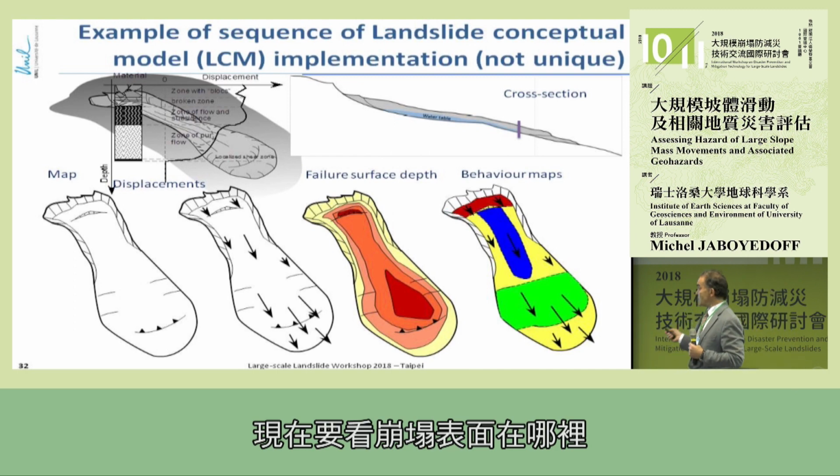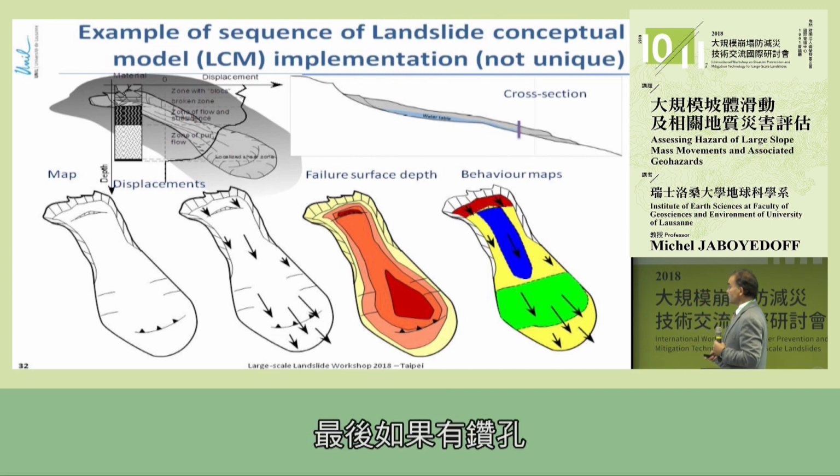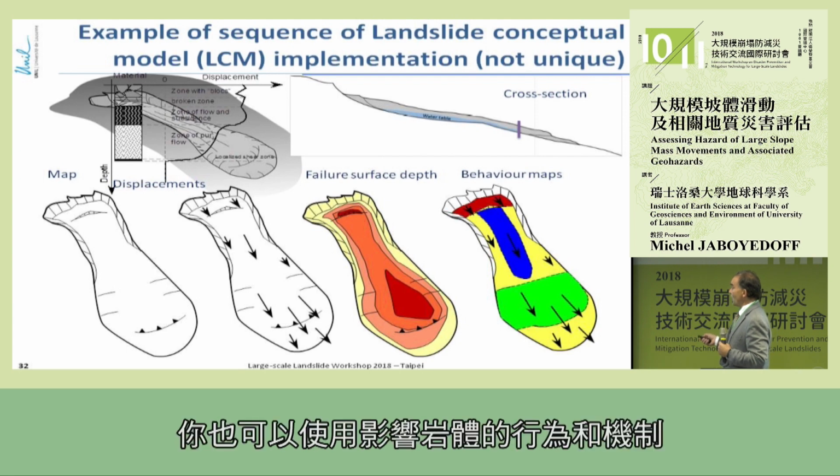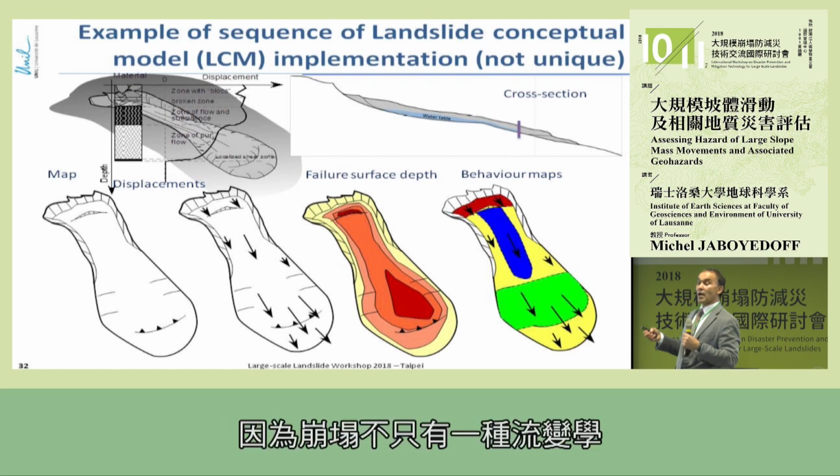Where is the failure surface? Deduce from that or from different models. And the last thing is really, if you have a borehole, then you can also deduce the behavior, the mechanisms that are affecting the mass. Where are the different types of rheology? Because a landslide is not only one rheology.